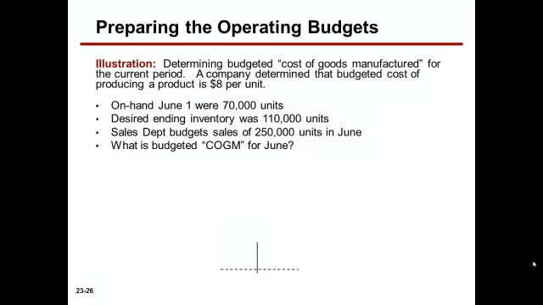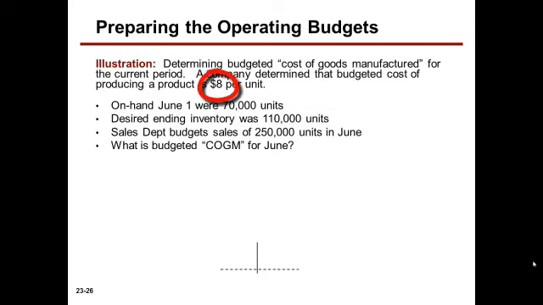Here's an example of a typical problem you might find on the exam. We're asked to determine the total budgeted cost of goods manufactured for the current period. Right away, we must realize the cost of goods manufactured comes out of our finished goods inventory account. So we're given that a company determined that the budgeted cost of producing a product is $8 per unit.